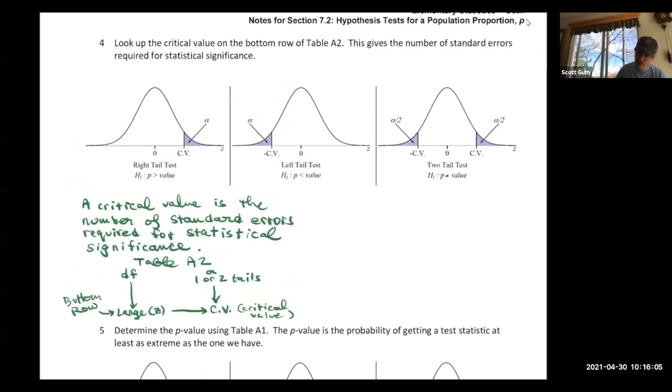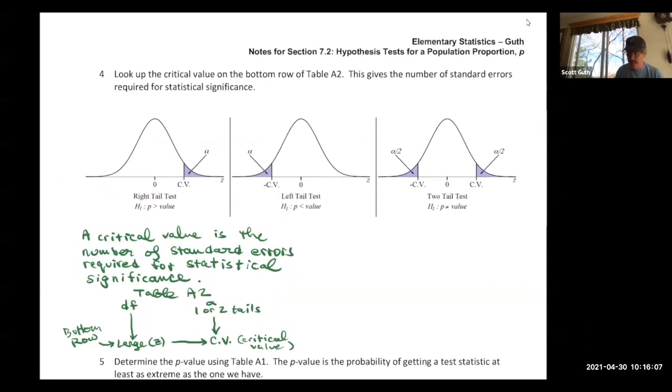So it depends on whether you're trying to show that something is less than a value. If you're trying to prove that the proportion is less than a value, then your sample proportion better land in the left tail of the distribution. If you're trying to show that the proportion is bigger than a value, then your sample proportion better land in the right tail of the distribution. Now the third case is when the alternative hypothesis, and these all depend on H1, the alternative hypothesis.